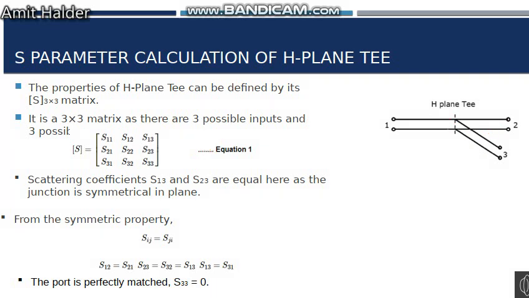But for the 180 degree shift, we saw in the previous version that the port 2, 3 and port 1, 3 have a 180 degree shift, so S23 is equal to minus S13 for the E-plane T. But for the H-plane T, there is no such condition for a 180 degree shift. So this condition will not apply for the 1, 3 and 2, 3 ports.